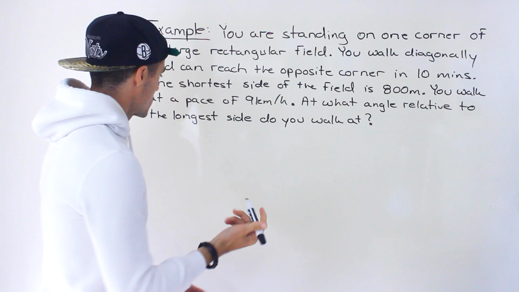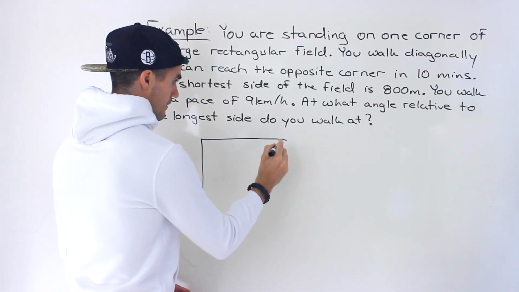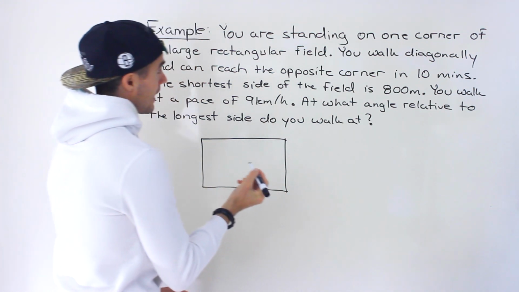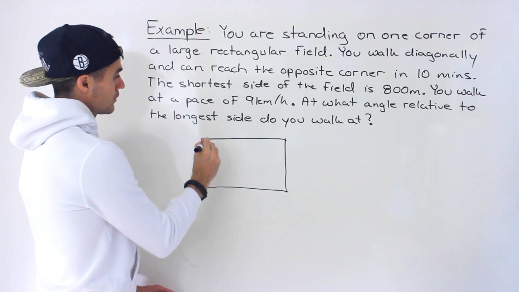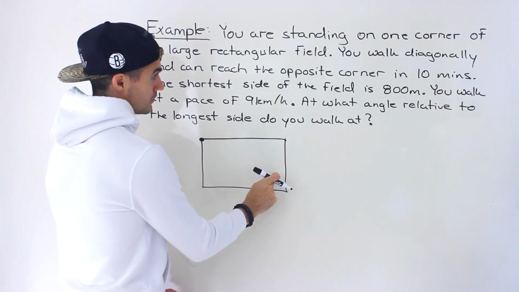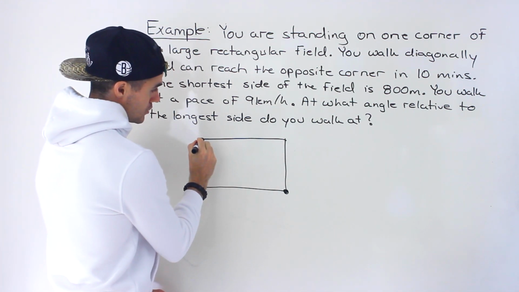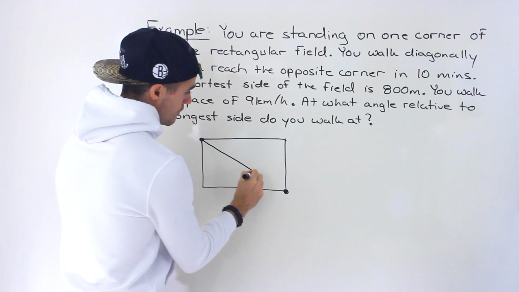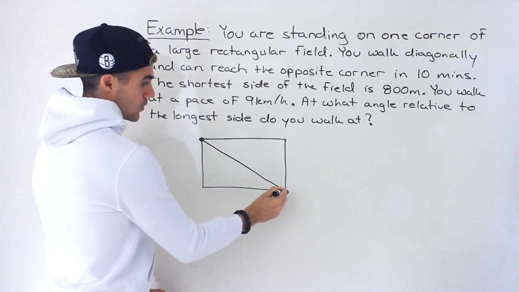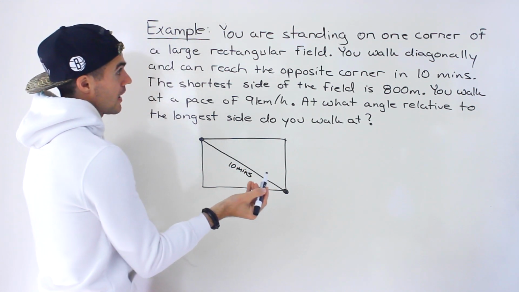So lots going on in this question. Let's start off with a diagram of what's happening here. So we have this rectangular field like this, and we're told that you're standing on one corner of it, so let's say right here, and then you walk diagonally, right? And you could reach this corner in 10 minutes. And so you're walking on this path like that, and it takes you 10 minutes to go from this corner to this corner. So I'll just write 10 minutes right there for now.